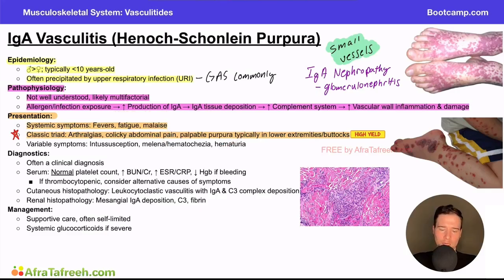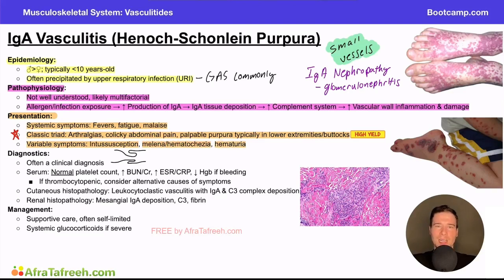Now, a few other findings they might ask you about can include intussusception, which you recall is an invagination of the proximal part of the bowel into the distal portion, right? You get this telescoping appearance. This is the proximal portion over here. This is the distal portion over here. And you can see it's kind of getting pushed through. This can cause abdominal pain as well. This is called intussusception. Patients can also present with melena or hematochezia, right? If there's some blood in the stools, in addition to their GI problems, and hematuria as well.